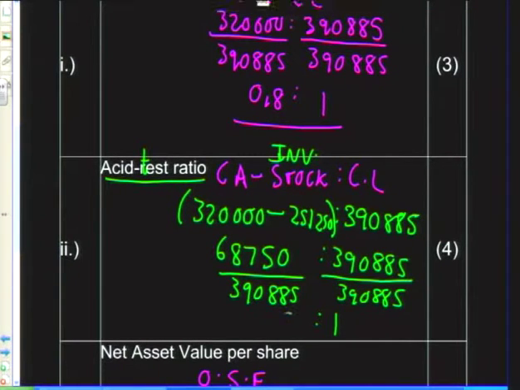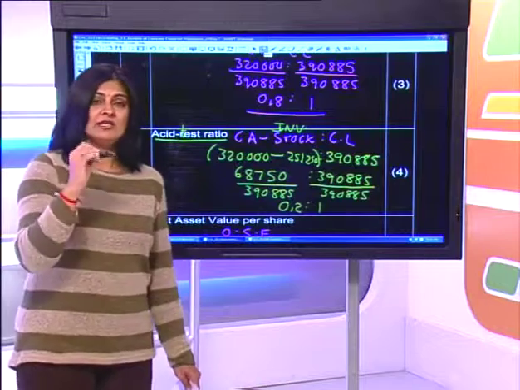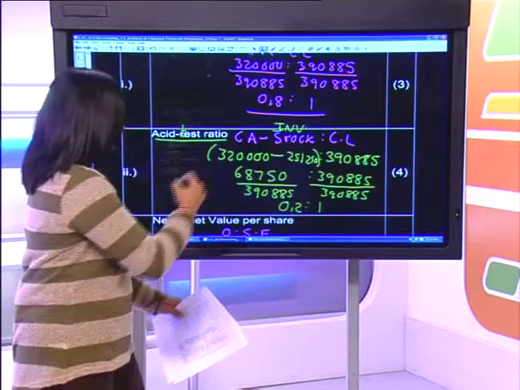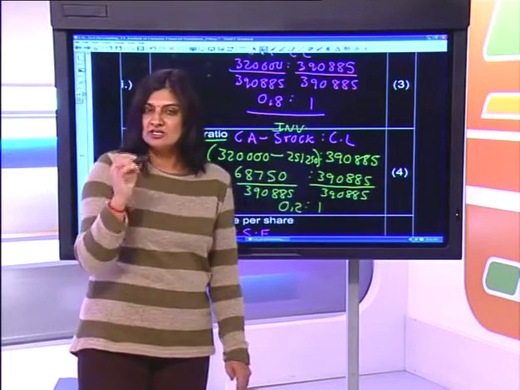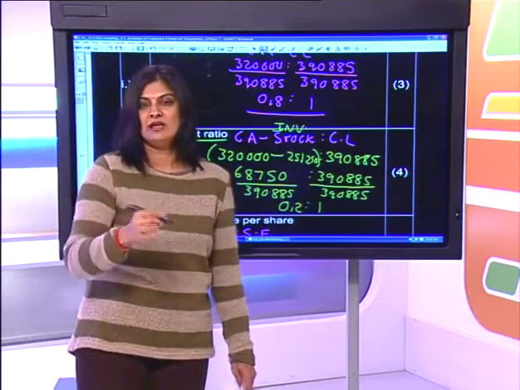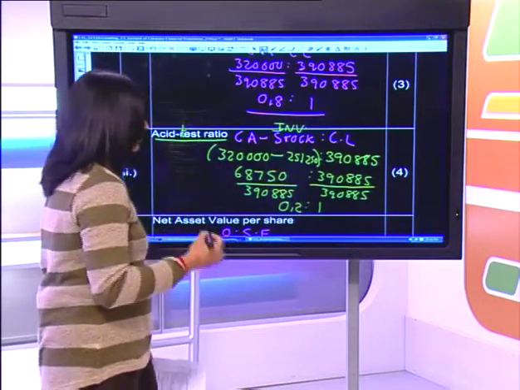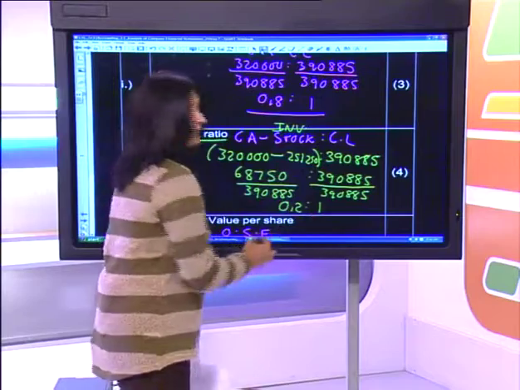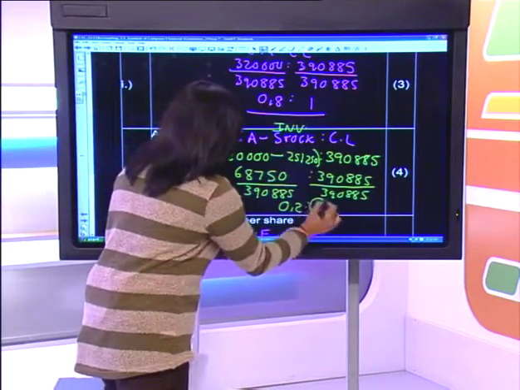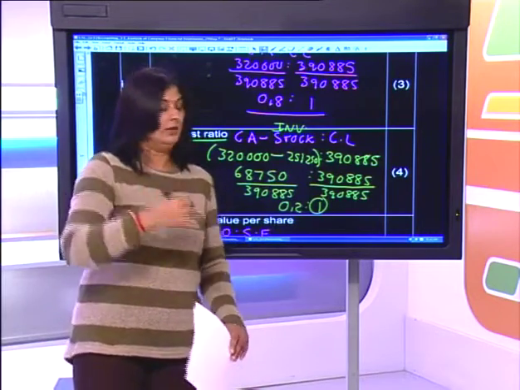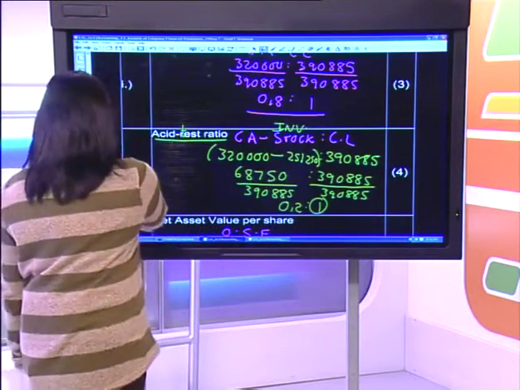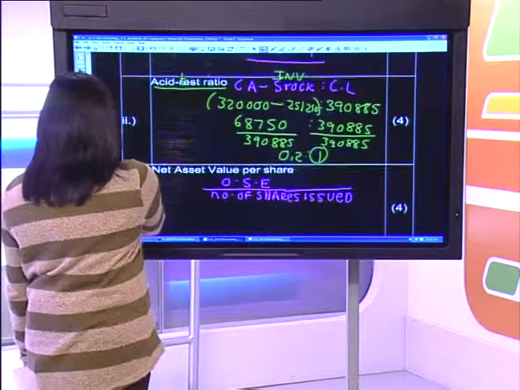Okay, so 0.2 is to 1. Immediately, you don't have to comment, but if we did have to comment, can you see this business is obviously struggling with liquidity? They're struggling to pay their short-term debt. How do we know that? Because for every 1 rand of debt that is owed, they only have 20 cents without their stock in order to pay this debt. So clear indication of liquidity problems.